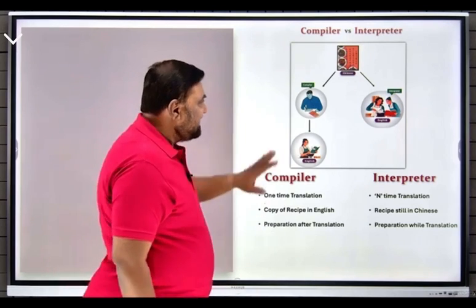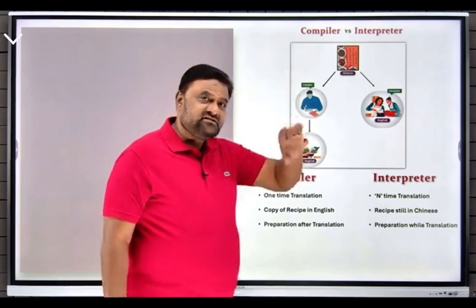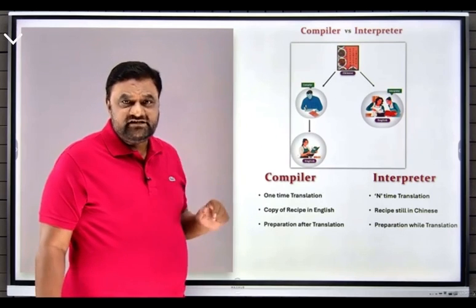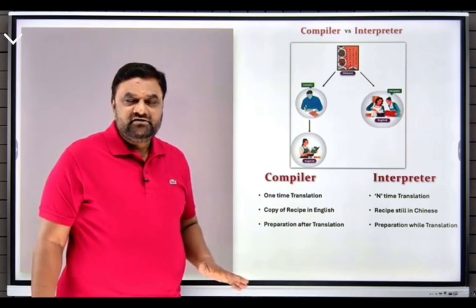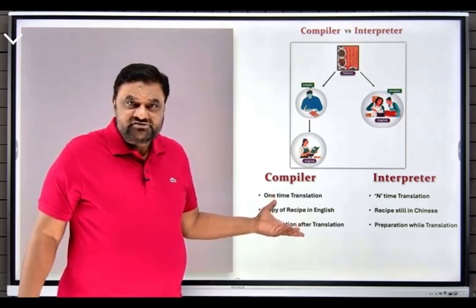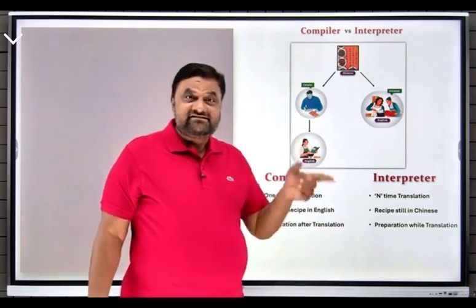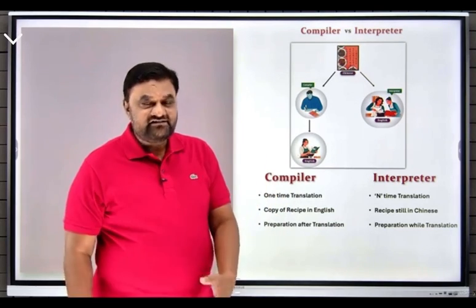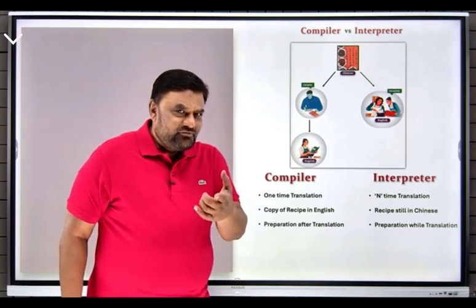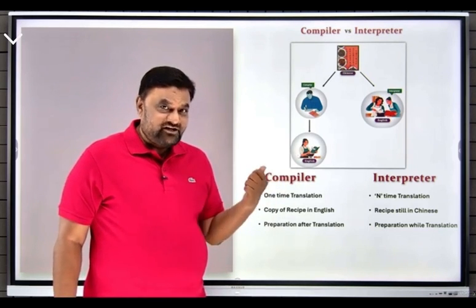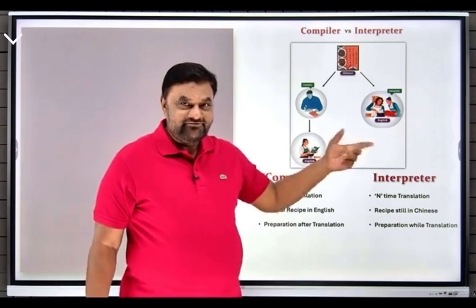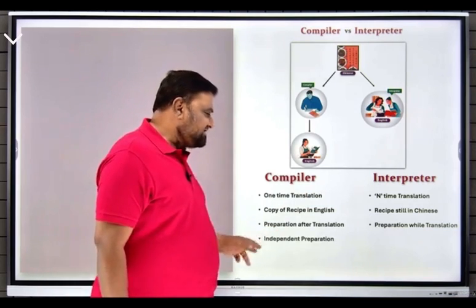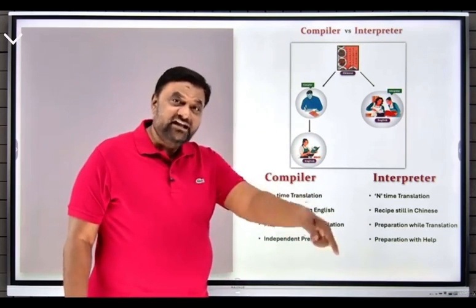One more difference. Here this person has done the translation and given a copy. Now she doesn't need that person anymore for that particular recipe. So independently she can prepare a dish. Now this lady is dependent on her friend. Always she needs her for translation to prepare a dish. So one has to prepare just one bowl for herself, and the other has to prepare two bowls, one for herself and one for the friend also. Yes, dependent on her. So this preparation is independent. Preparation is with the help only.